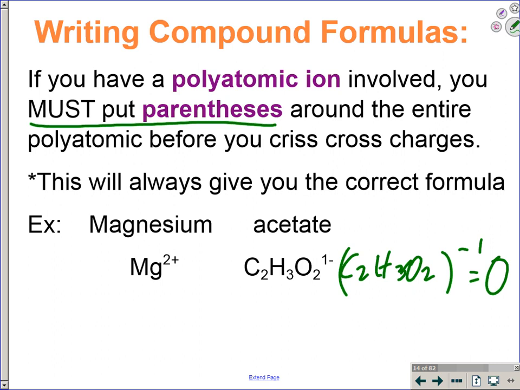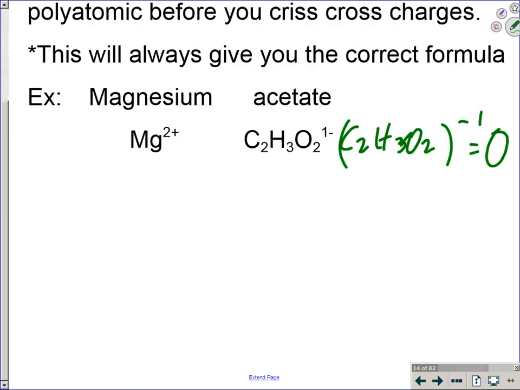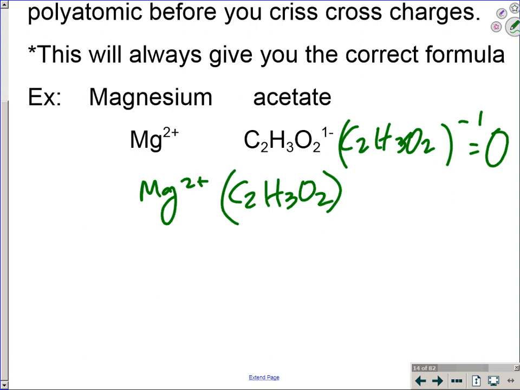So instead of writing out acetate twice like that, when we do the crisscross rule, it automatically works out for us. So we have magnesium 2+, and then acetate, C2H3O2, parentheses around it. The charge hangs on the outside. If you put the charge on the outside, you won't mess up. So now what are we going to do with these charges? Cross them, so the 2 comes out to the outside of the parentheses, and the 1 comes to the back side of magnesium.